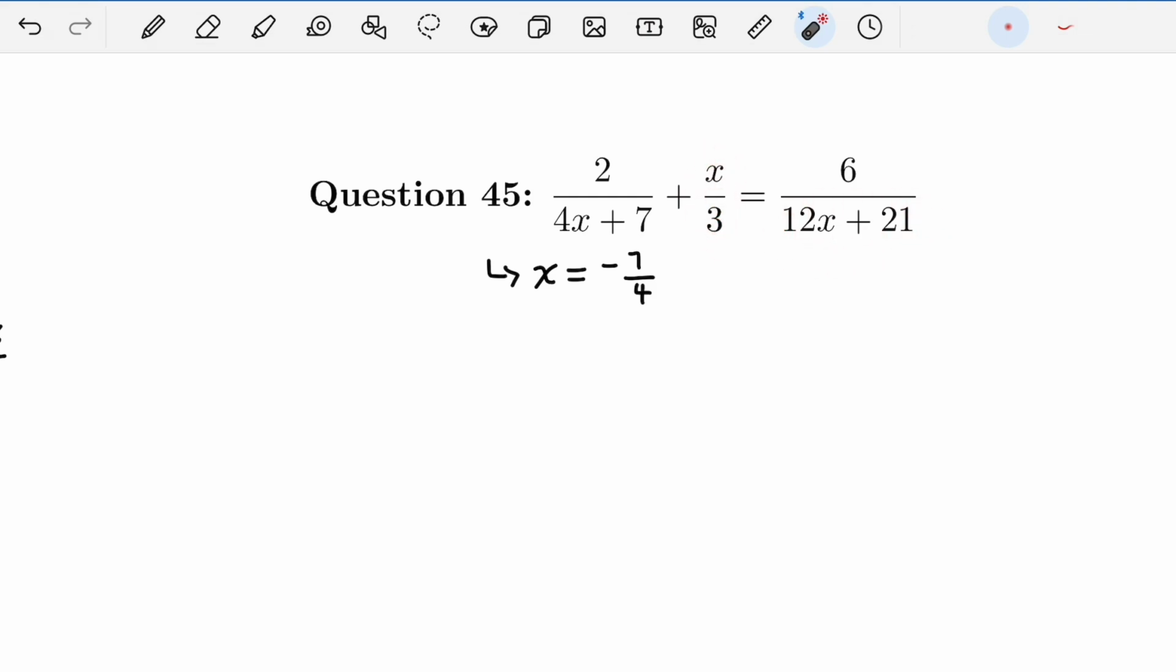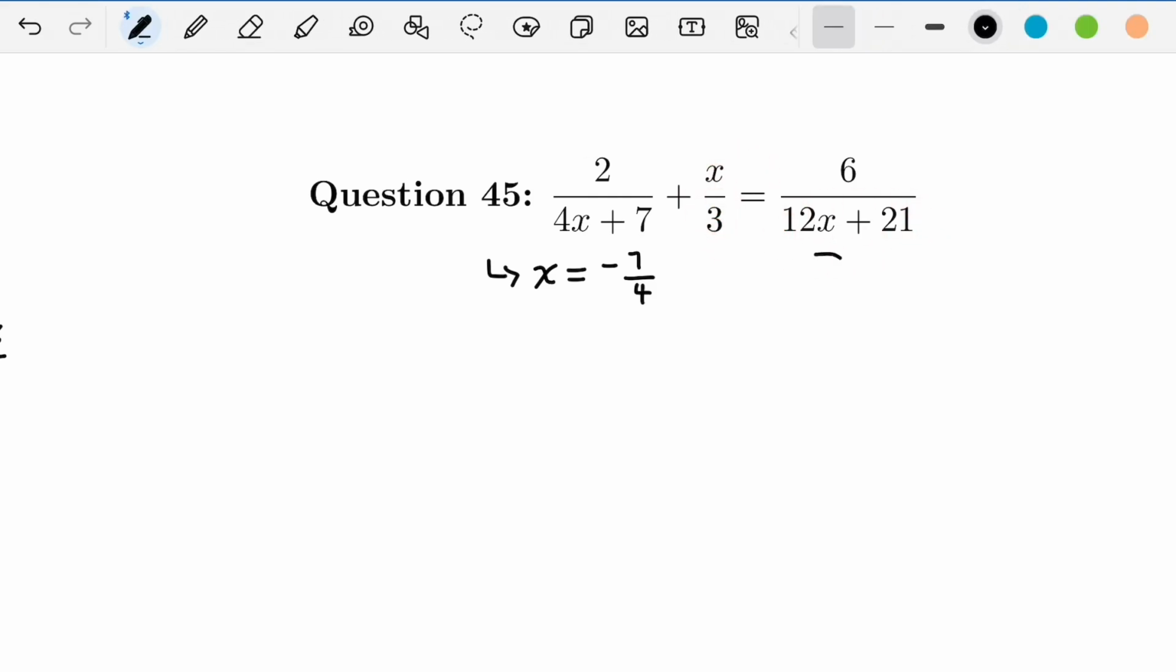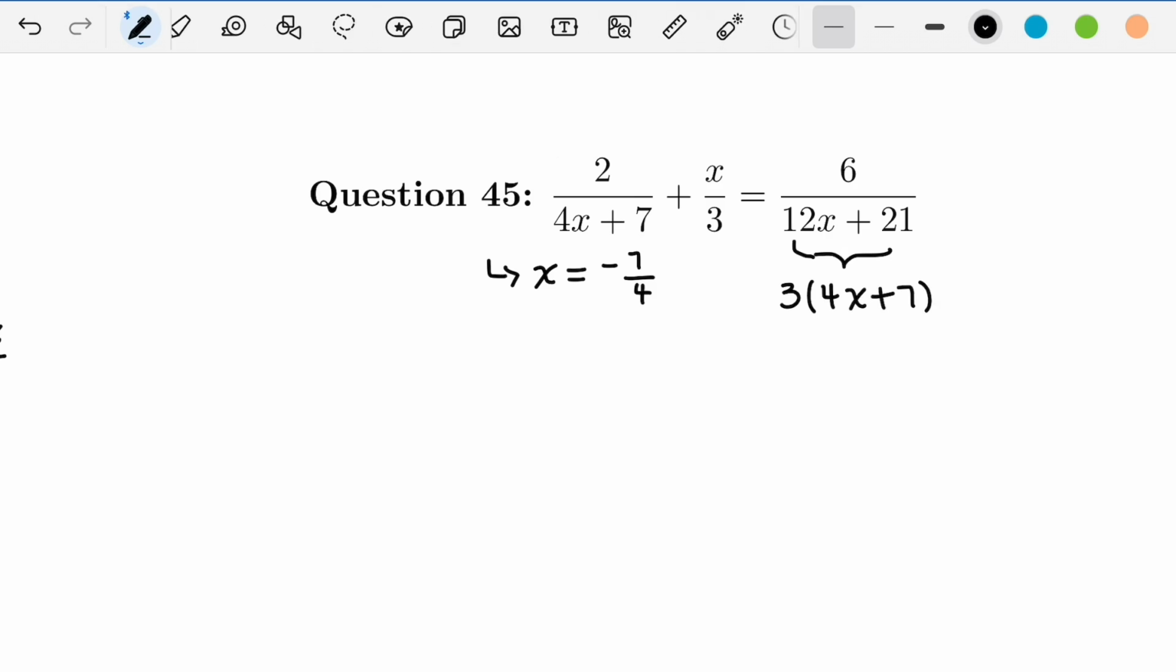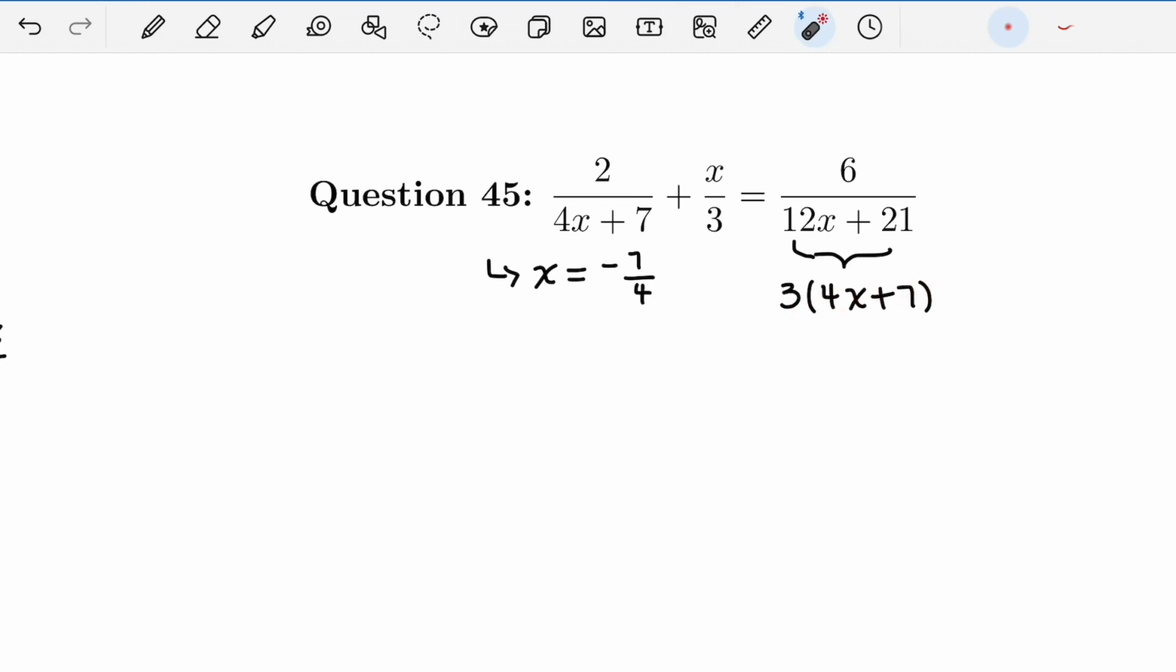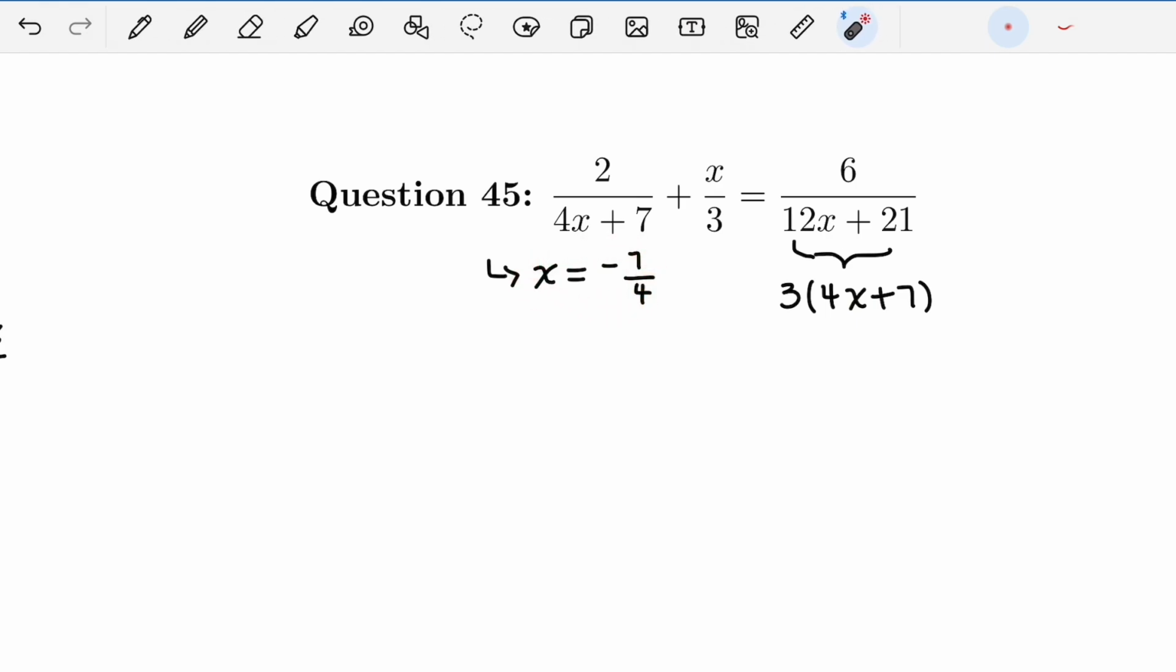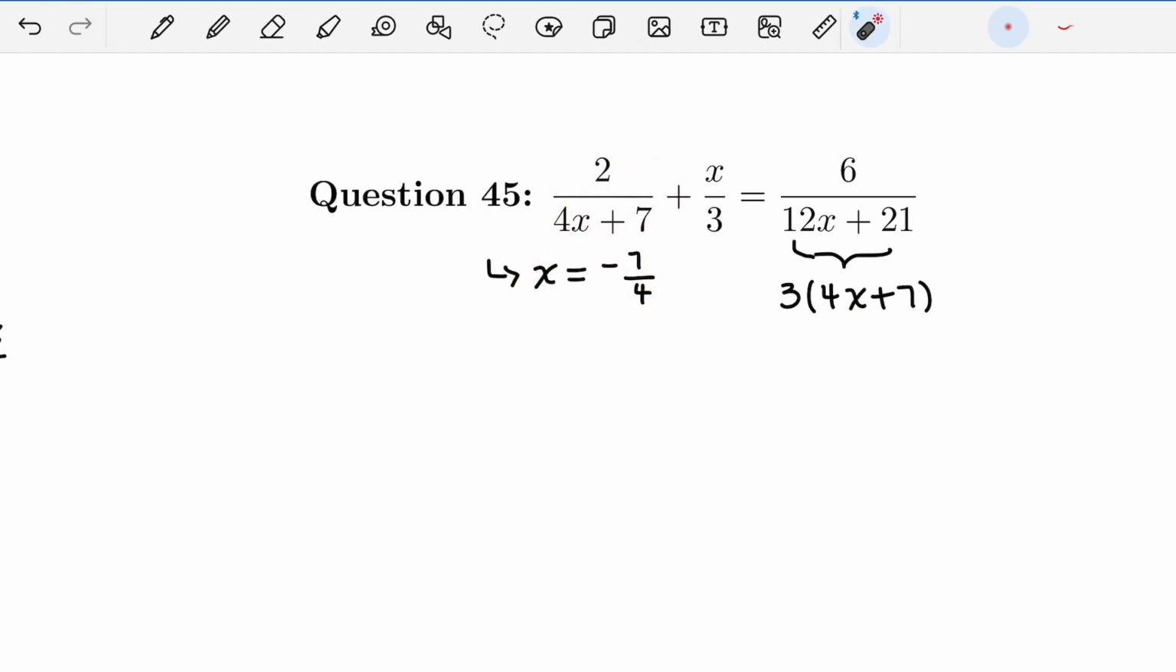Now for this one here, we want to do the same thing, but notice first, we could actually factor this guy. We can pull out the greatest common factor. Now in this case, the greatest common factor will be 3, so we're left with 4x plus 7 on the inside here. So if we were to set this equal to 0 and solve for x, we would find this will be equal to 0 when x is equal to negative 7 over 4, which is what we have for this rational expression here.